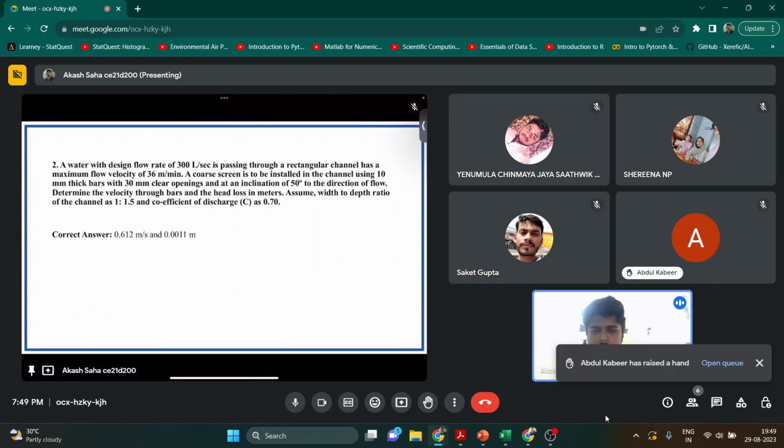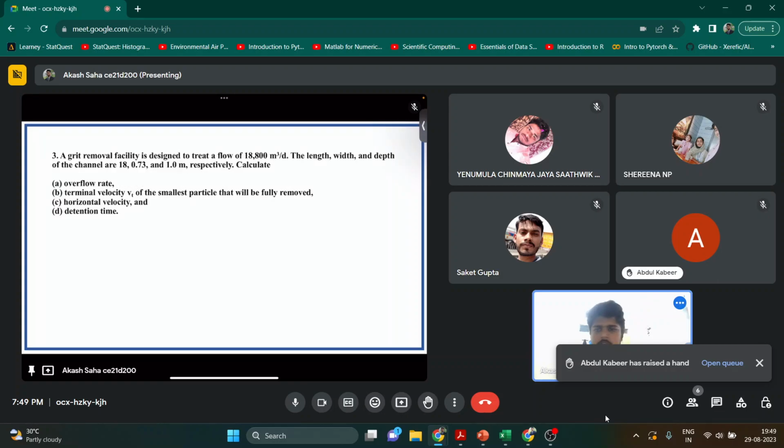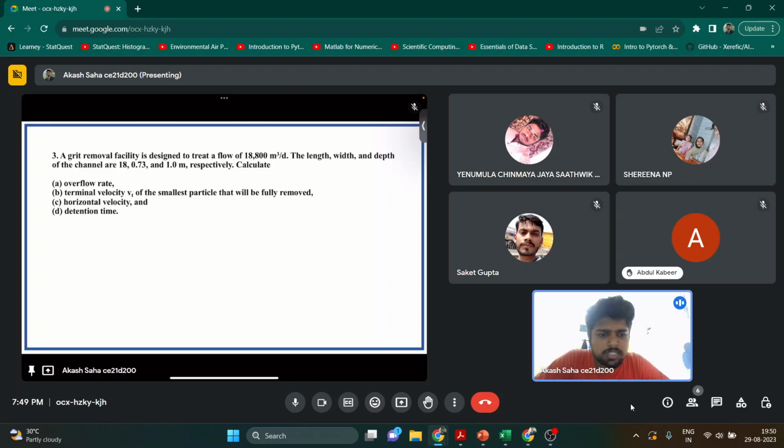So these were the answers: 0.612 and 0.0011. Okay, now the next question is related to the design of a grit chamber. A grit removal facility is to be designed to treat a flow of 18,800 meter cube per day. The length, width, and depth of the channel are 18, 0.73, and 1 meter respectively. We have to calculate the overflow rate, the terminal velocity Vt of the smallest particle that will be fully removed, the horizontal velocity, and the detention time.